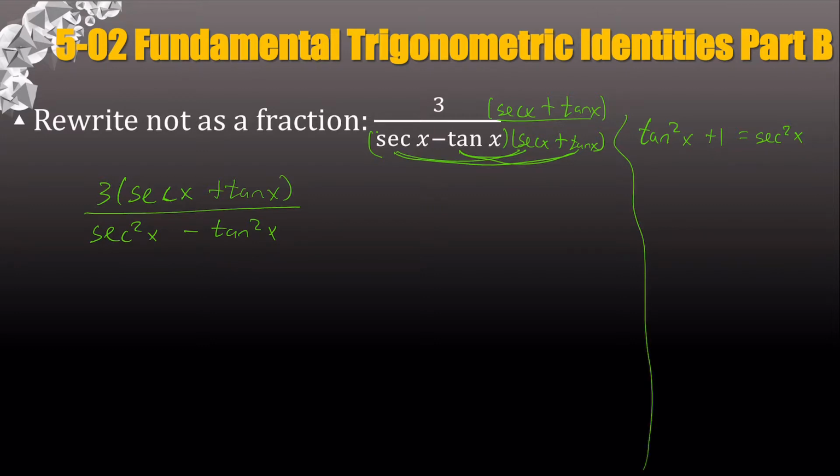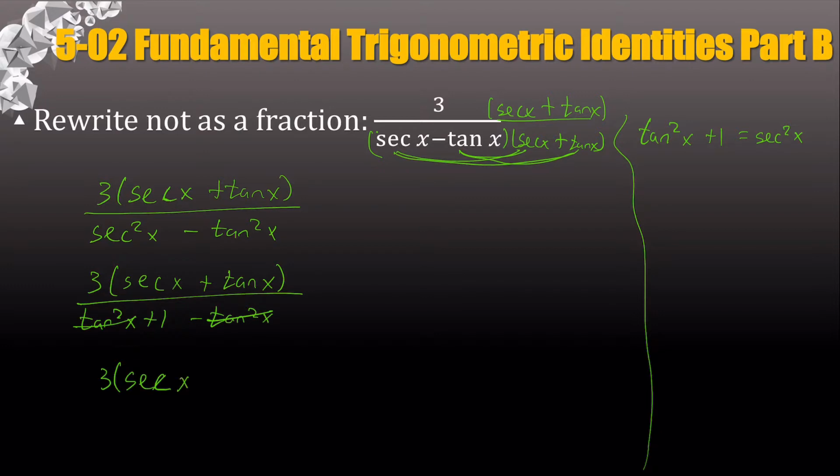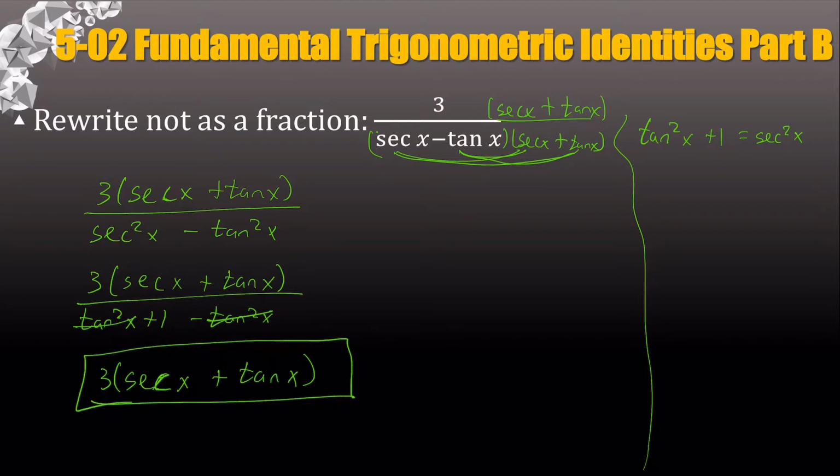Well, I know secant squared from that identity is tangent squared plus 1. So let's go ahead and substitute that. Instead of secant squared, I'm going to put tangent squared plus 1. Oh, notice the tangent squareds will cancel out, so I have 3 times secant plus tangent over 1. And since it's over 1, I don't have to write it. And look, it is not a fraction anymore.